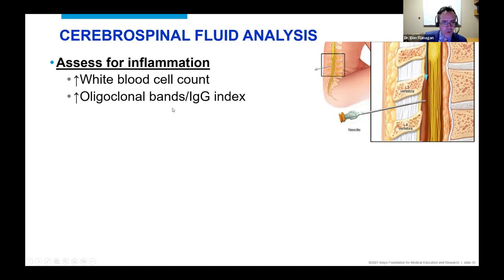We can also check for antibodies within the spinal fluid, and there's a generic way to test for this where we look for something called oligoclonal bands. We see these commonly in multiple sclerosis, but we can also see them in autoimmune conditions.